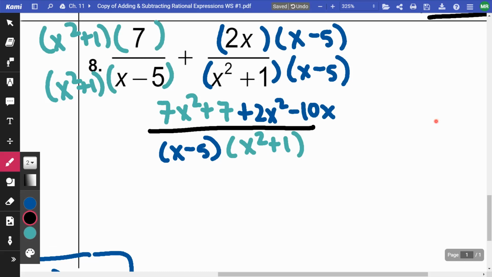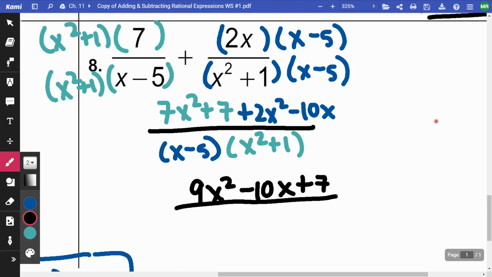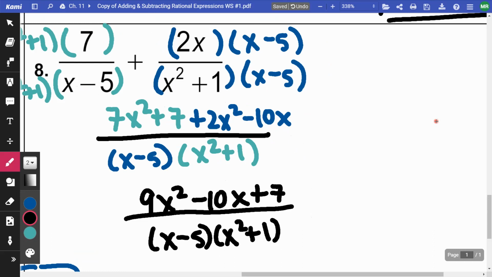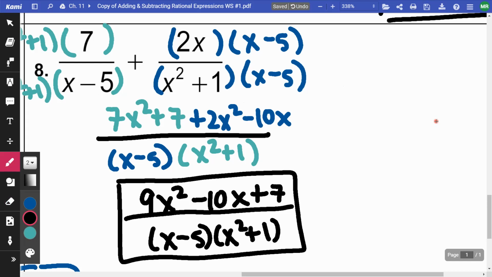When I clean that up, I'm going to get a 9x squared minus 10x plus 7 over x minus 5 times x squared plus 1. Let me see, first off, I'm definitely not going to get an x squared plus 1 from the top, and there's no way I'm going to get an x minus 5 when I have a 7 here. So this is going to be my answer. I can try to factor the top, but it's not going to cancel with anything on the bottom. And there you go.